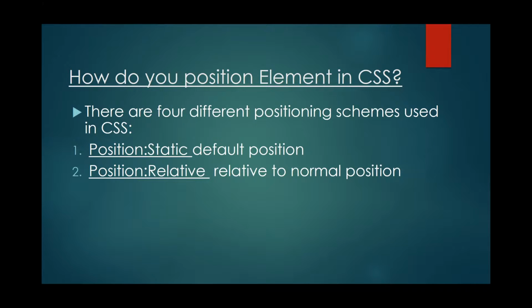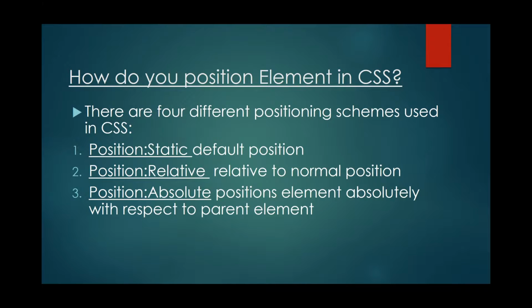Relative positioning is relative to that normal or static position that the elements default to. So you can move things with respect to that static or normal position. The third type is absolute positioning, which moves it with respect to the parent element that the child element is inside of. If you had a heading inside of a body, the body would be the parent element. If you had a list item inside of an unordered list, the unordered list would be the parent element. We'll take a look at that in a second.